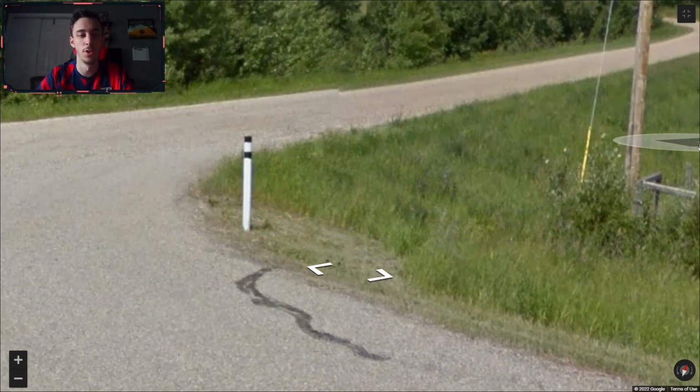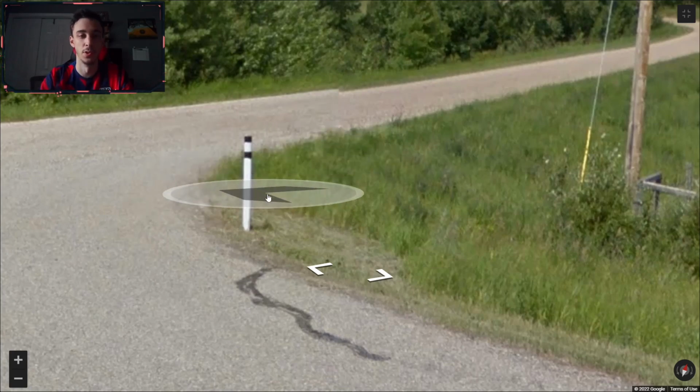So here is another region tip. This white bollard with two black strips on the top of it. This is the Alberta bollard. So if you see this, you know you're going to be in the province of Alberta. So pretty much guaranteed decent Canada guess if you see this.